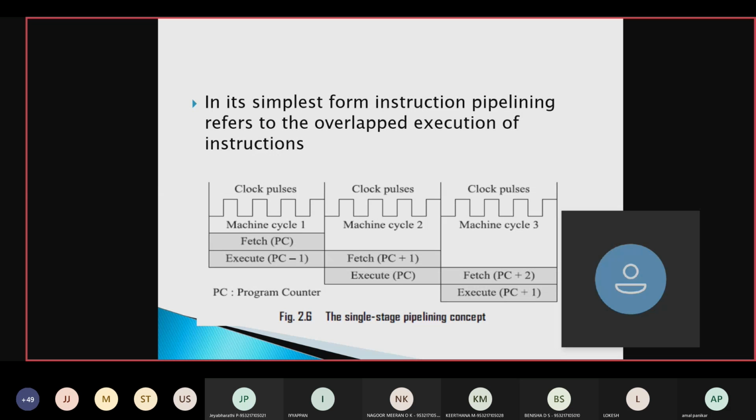Whereas if I go for pipelining, let us take a continuous program: MOV AX, BX, then MOV CX, DX, something like that. In the first clock pulse, or machine cycle 1, it is fetching. After that, it starts to execute. In the normal case, in machine cycle 1 it is fetched, and in the second machine cycle it is executed. Like that: fetch, decode, and execute.